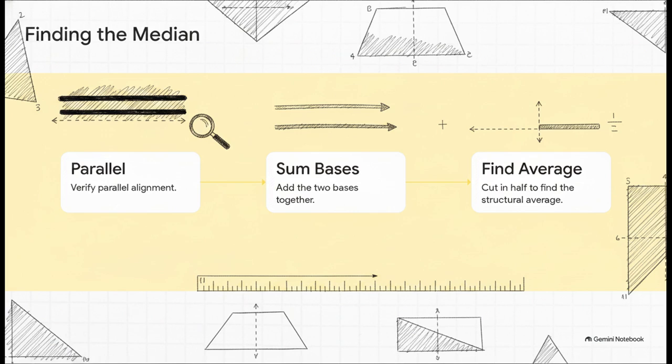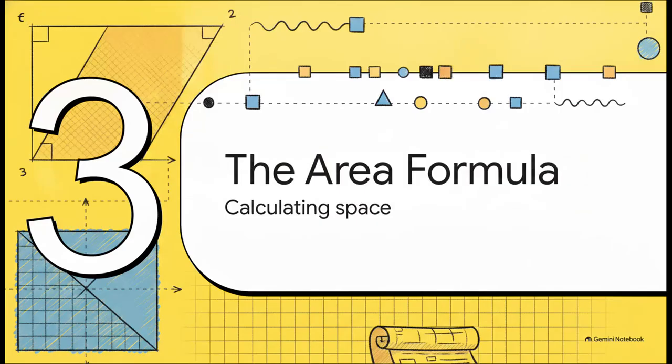Step 1, verify they're in parallel alignment. Step 2, add the lengths of the two bases together. And step 3, just cut that total in half to find the structural average. When you understand it like this, you realize you don't even need to memorize a complicated equation. The median is simply the exact average width of the top and bottom. Which brings us to Section 3, unlocking the area formula.